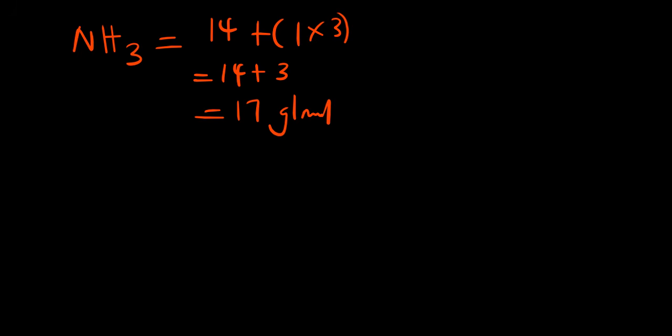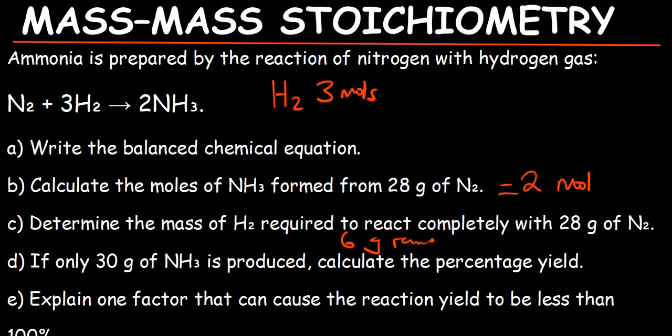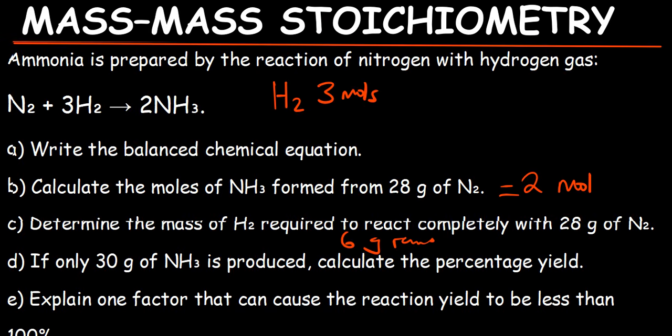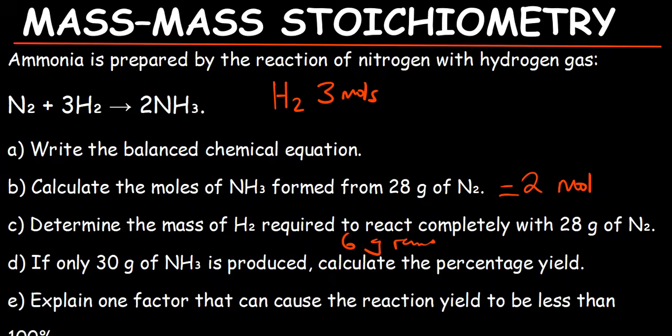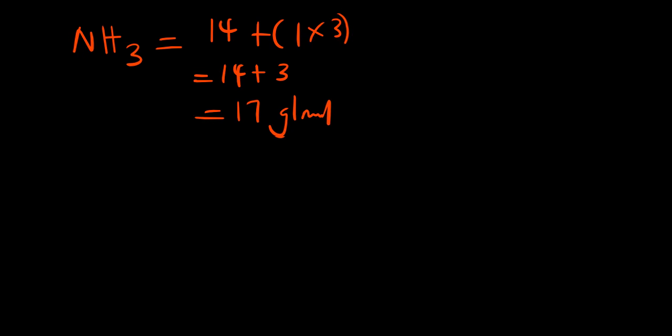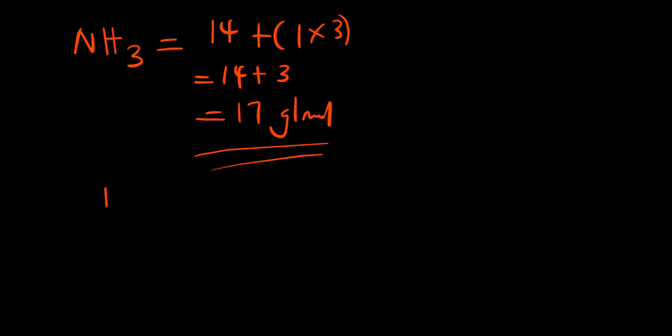Now, the theoretical mass, what is it? If we look at ammonia, how many are there? There are 2 that are produced. Since there are 2, we're going to multiply 17 by 2. That will give us 34 grams. That is the theoretical mass.